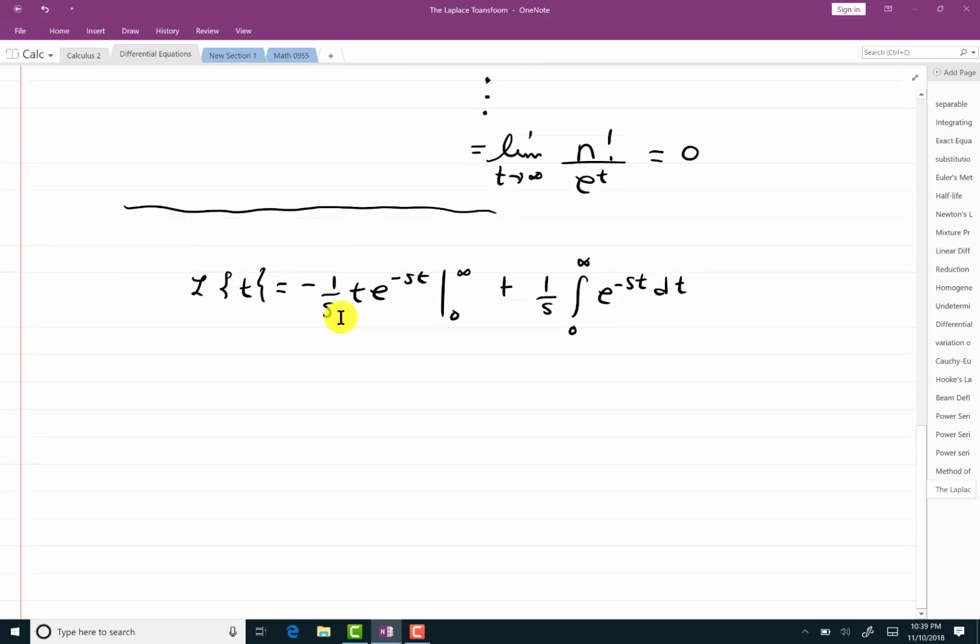All right, so the limit as t goes to infinity is 0, so I'll get 0. And then you plug in 0, though. So I take minus this, which will be plus 1 over s. But there's a t there, so there'll be times 0 times e to the 0. Of course, that'll be 0. Here, we'll get negative 1 over s squared, e to the negative st, from 0 to infinity.